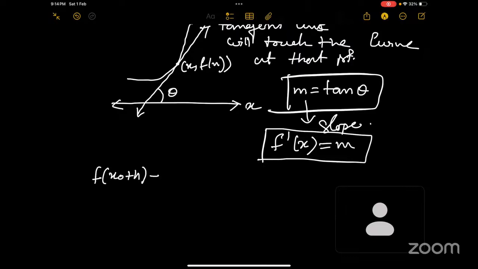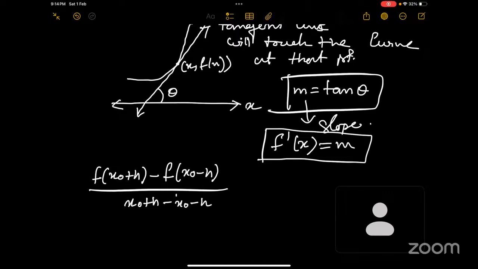f of x naught minus h upon x naught plus h, x naught plus h minus x naught minus h, bracket in bracket. So the thing is, slope you can see it in that like rate of change of the function.